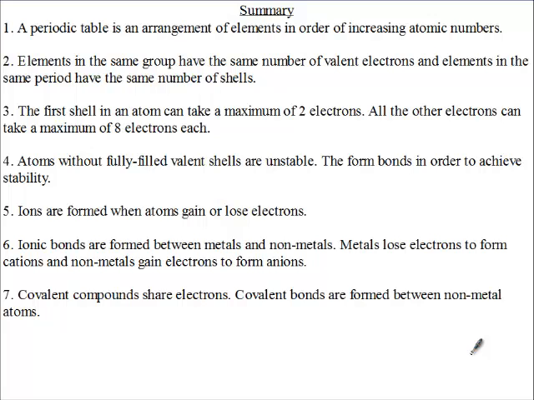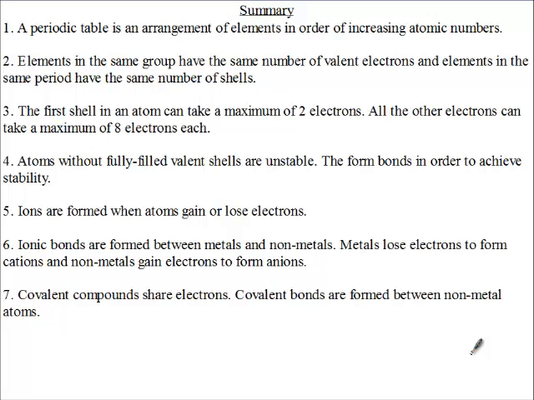Today in our lesson, we talked about formation of bonds or atomic bonding. Now, when two or more different atoms form bonds, we get a compound. Now, let's summarize what we studied today. A periodic table is an arrangement of elements in order of increasing atomic numbers.